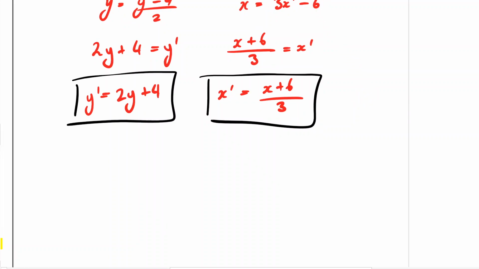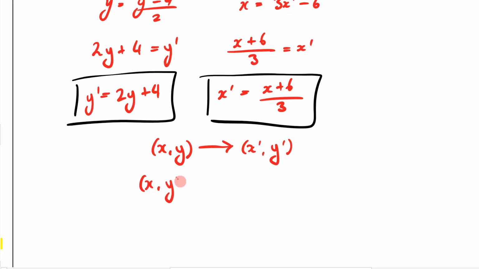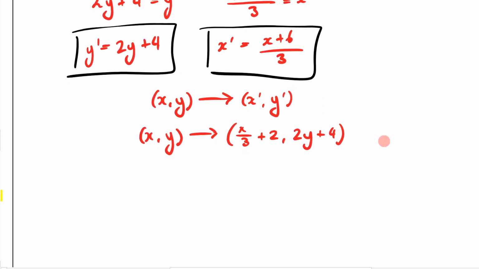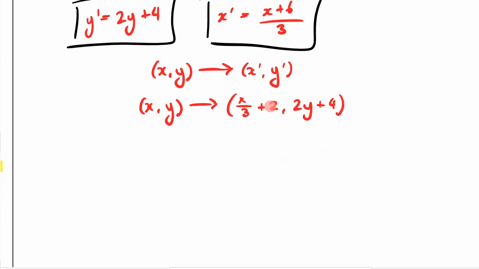And just for completeness' sake, we start here, and I've gone to my new point. And now I know what that new point is. I know that x dash is going to be, now, instead of writing it like this, I'm just going to break it up into x over 3 plus, now 6 over 3 is 2, and then this will stay the same. Then I read off my transformations from this right here.